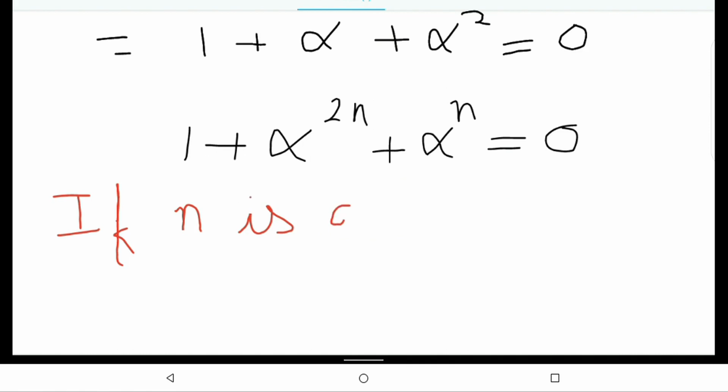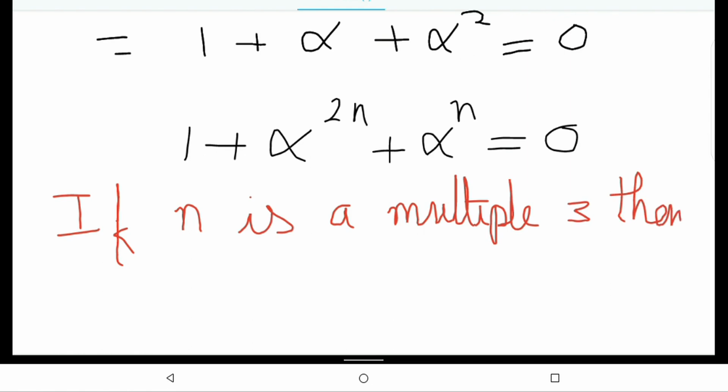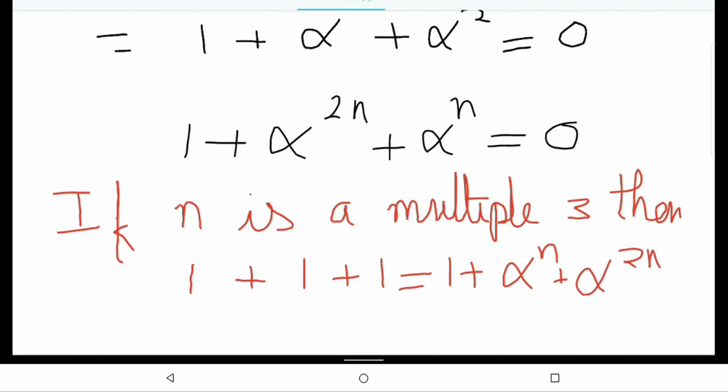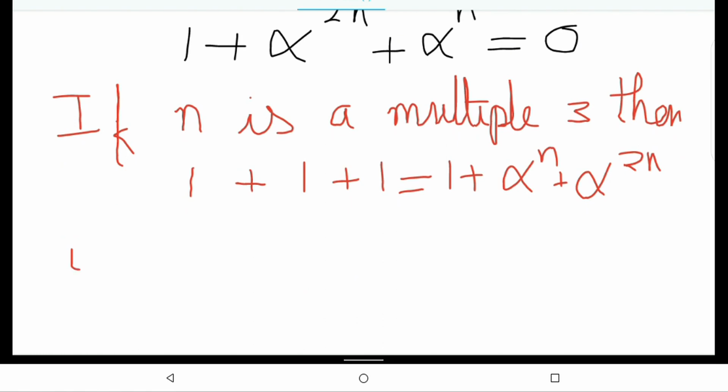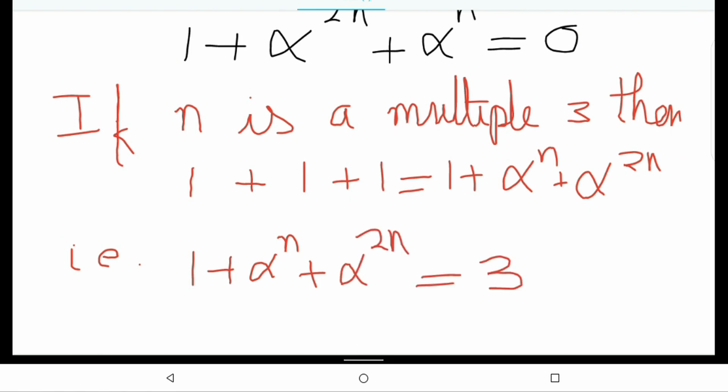If n is a multiple of 3, then we have, n being a multiple of 3, alpha to the power n is 1, and alpha to the power 2n is also 1. So 1 plus alpha to the power n plus alpha to the power 2n is equal to 3. So in this case we get it to be 3, not 0.